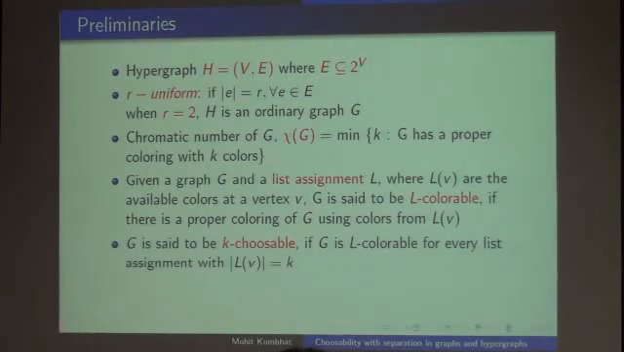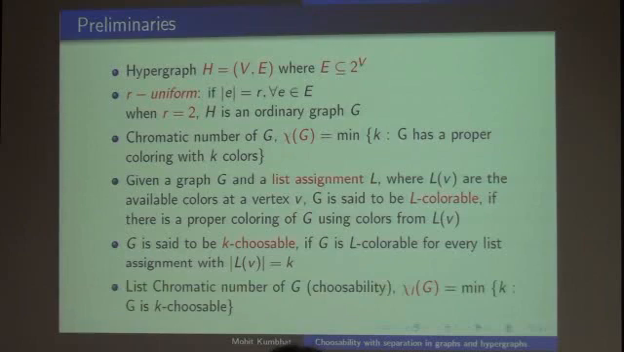And a graph G is said to be k-choosable if G is L-colorable from every list assignment where the list size is k. So if you have k colors for every vertex in the list, then a proper coloring from that list for every such assignment is said to be k-choosable. And the list chromatic number, or as we call it, the choosability of the graph, chi_L(G), is the minimum k for which it's k-choosable.